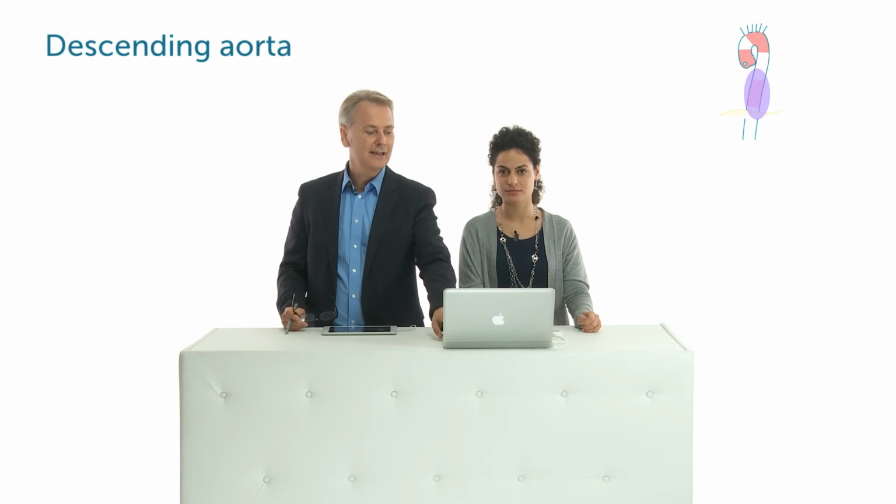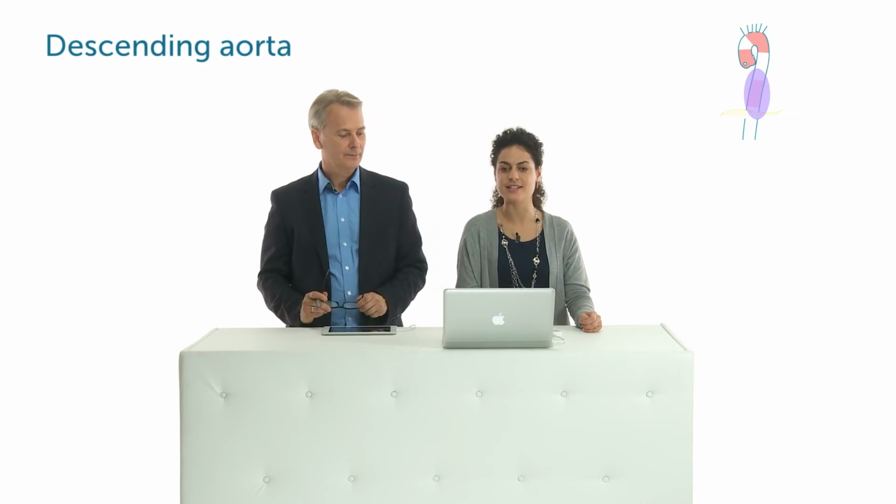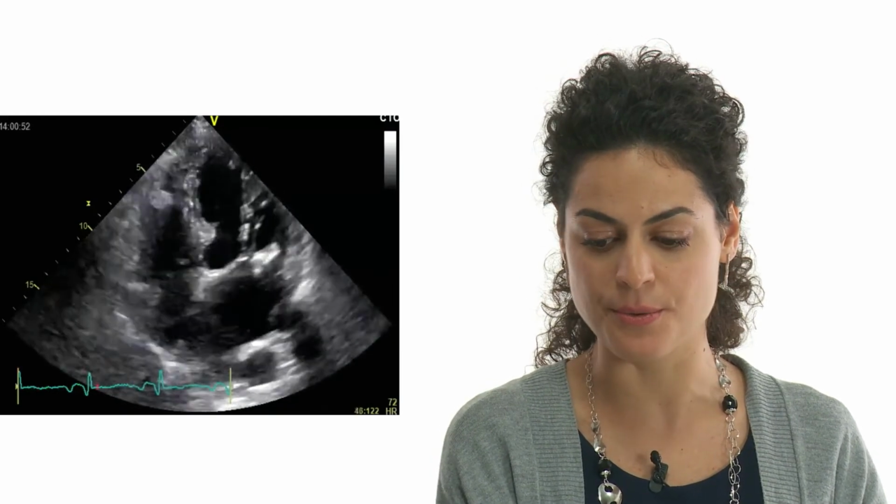Okay, now from the aortic arch, we need to move down a bit and look at the last segment of the aorta that we can see, which is the descending aorta. Yes, and the descending aorta we can actually recognize also in our standard views. For instance, in the 4-chamber view, apical approach, here it is. It's this round structure just next to the left atrium.